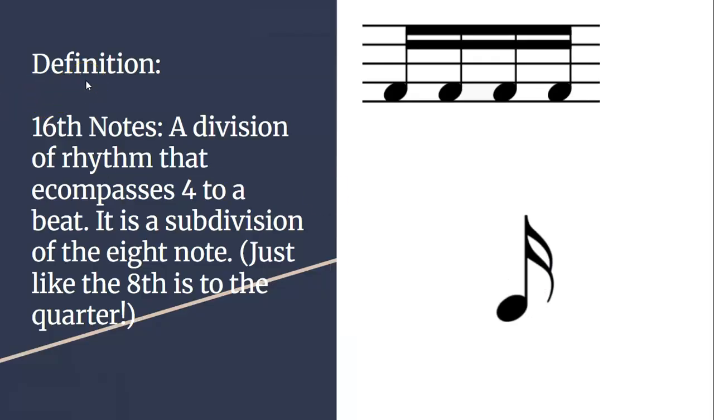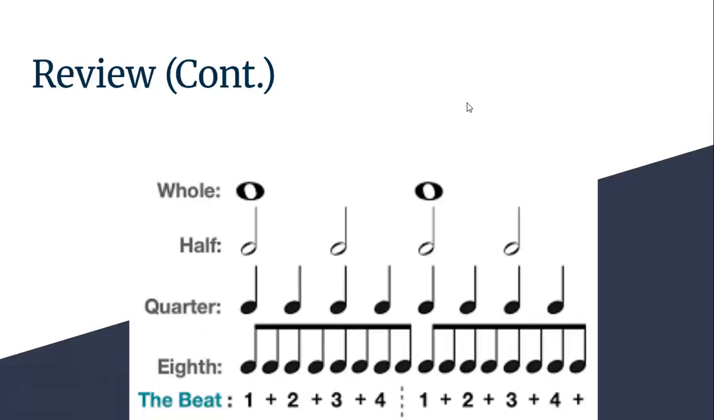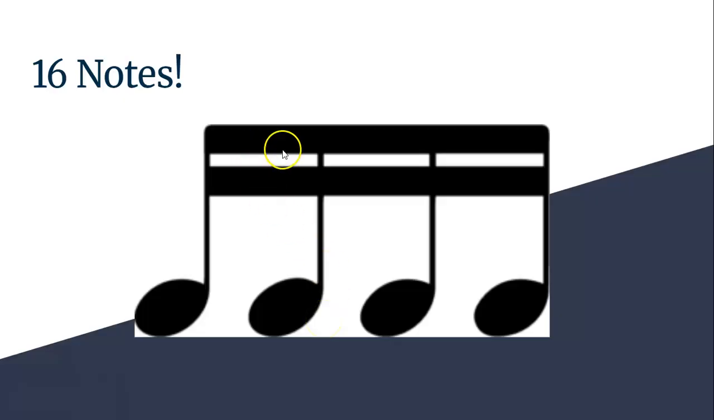Here's the formal definition. A 16th note is a division of rhythm that makes up 4 to a beat. It's a division of the 8th note, so like I said, it's just like the 8th is to the quarter. And again, notice how one full beat has 2 beams or slashes, and that answers our previous question. 8th notes just have the 1 beam or the little slash on top of the notes, while the 16th notes have 2.